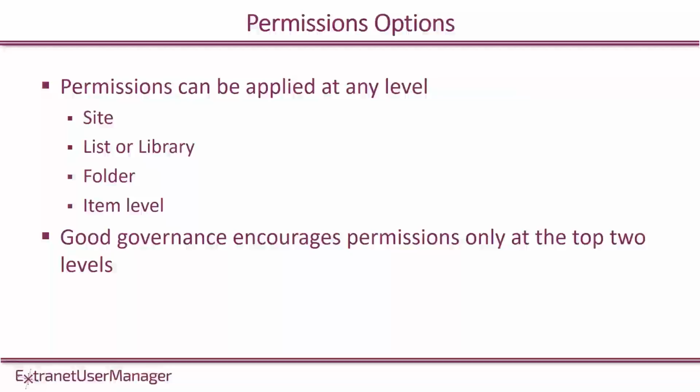If you think about permissions in SharePoint, you can apply them at different levels. You can apply them at the site level, at the list or the library, at the folder, at the item level. When we're speaking with clients doing SharePoint implementations, we strongly encourage them to only manage permissions at the top two levels. Ideally at the site level, maybe there's a reason to have lists or libraries within the site that are only available to certain groups, but don't start going to the folder or the item level. It just gets too crazy from a permissions management point of view.